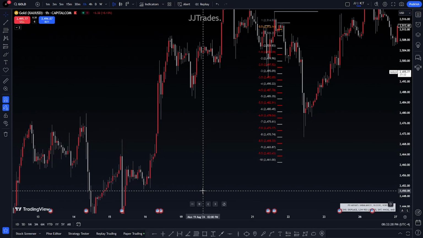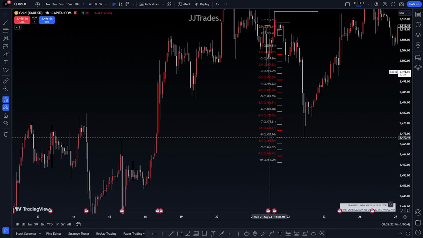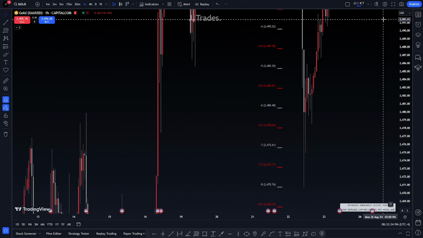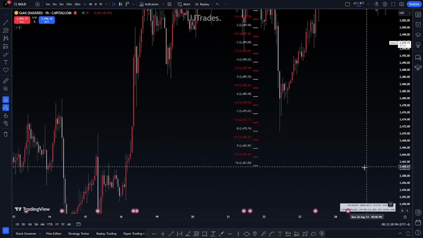Very beautiful. Breakaway gap, first fair value gap, 8th standard deviation. Wow, look at that. Came right to it and bounced back up. Isn't that amazing? Straight to it.